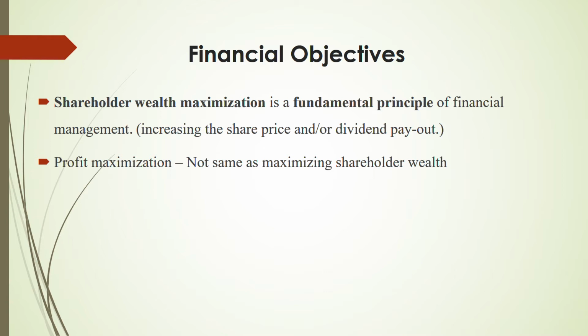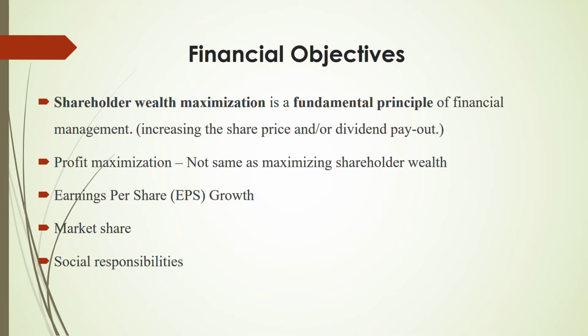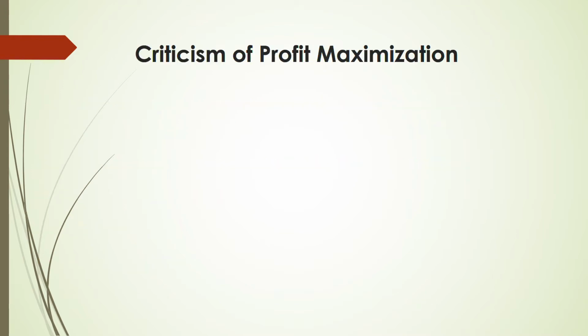So the third is EPS growth, earnings per share growth. Very important. So shareholder wealth maximization, profit maximization, and earnings per share growth. These are the three important things you're going to discover throughout the course. But mostly it is shareholder wealth maximization, the fundamental principle. Market share and then social responsibilities. Right? We're not going to touch upon market share and social responsibilities. There are more than this. It's not limited.